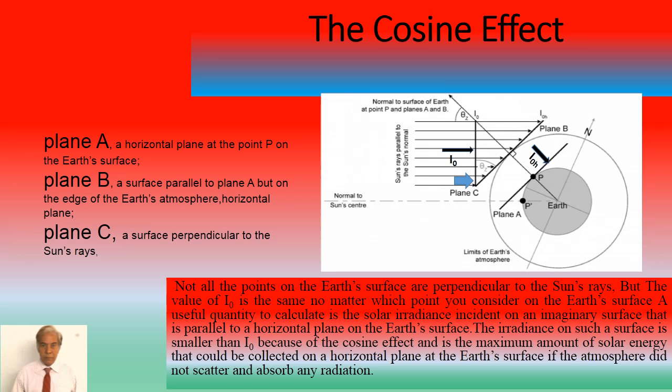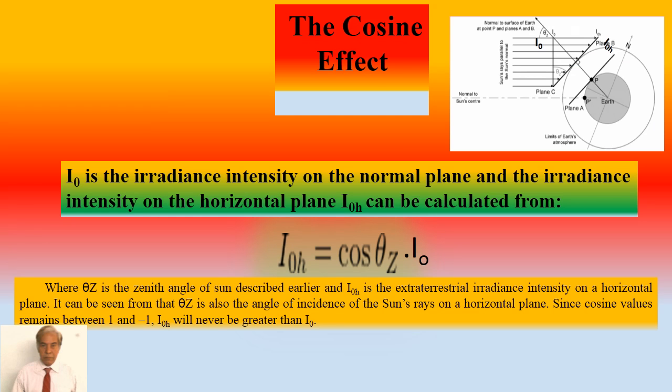A useful quantity to calculate is the solar irradiance incident on an imaginary surface that is parallel to the horizontal plane on the Earth's surface. The irradiance on such a surface is smaller than I0 because of the cosine effect, and is the maximum amount of solar energy that could be collected on a horizontal plane at the Earth's surface if the atmosphere did not scatter or absorb any radiation. I0 is the irradiance intensity on the normal plane.